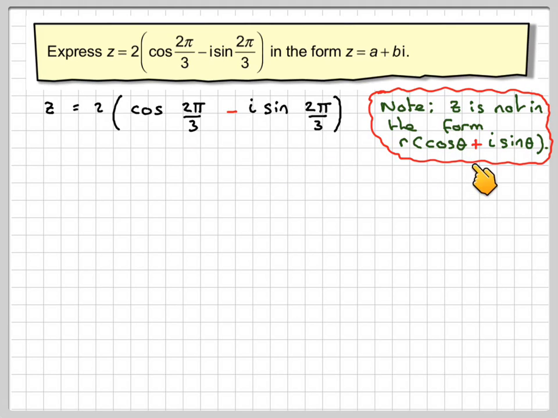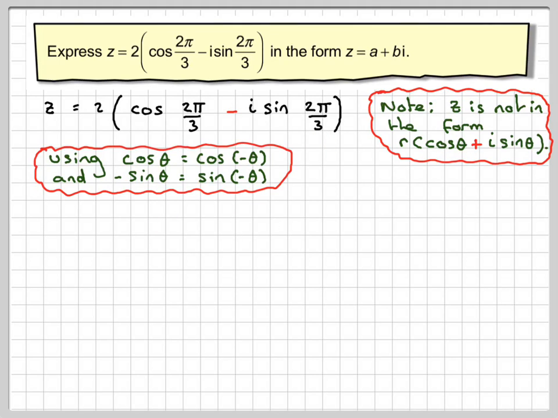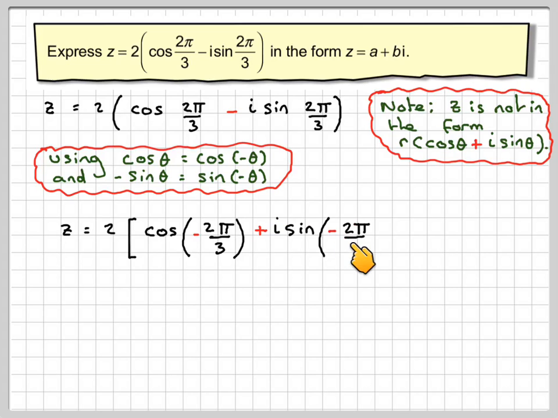We can write it in this form by using a little bit of trigonometry. We know that cos θ is the same as cos(−θ), and we know that −sin θ, what we've got here, is equal to sin(−θ). So rewriting that, it now becomes 2 cos of minus my angle, −2π/3. We can change that minus sign now to a plus, and we are going to have sin(−2π/3).